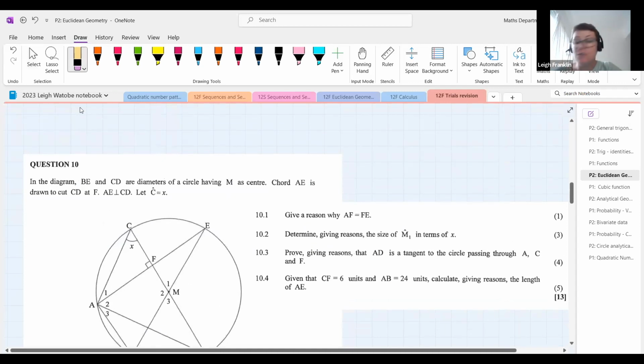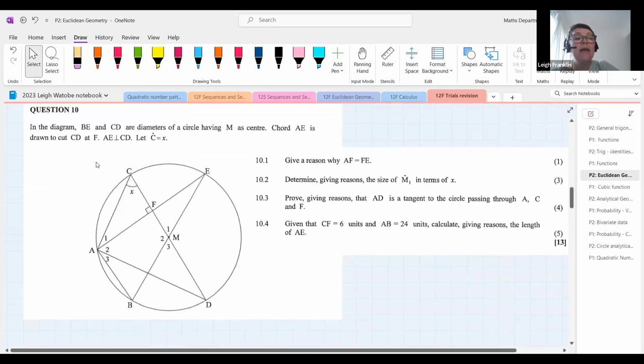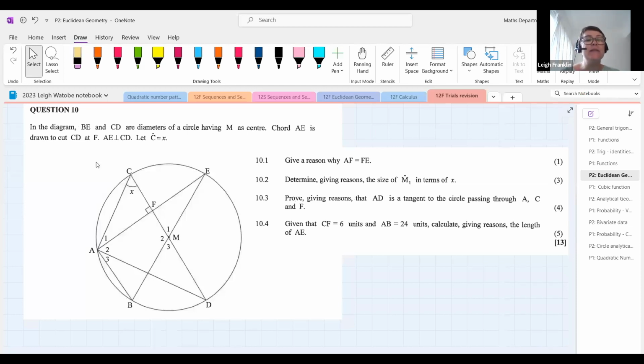All right, so let's have a look at question 10. Again, we begin by reading the information. In the diagram, they tell us BE and CD are diameters. Now, who was it that said angle in a semicircle? There we go, Mamelo. I'm glad you brought that up, because we're going to use it now. We've got two diameters, and the diameters will subtend right angles at the circle.